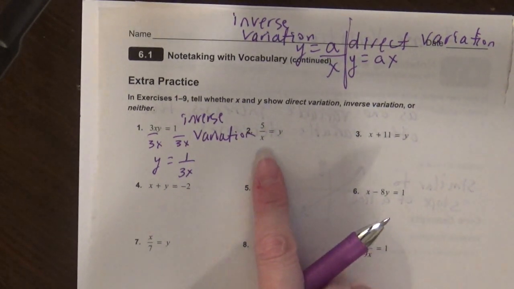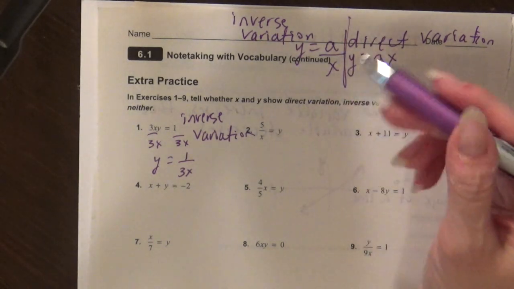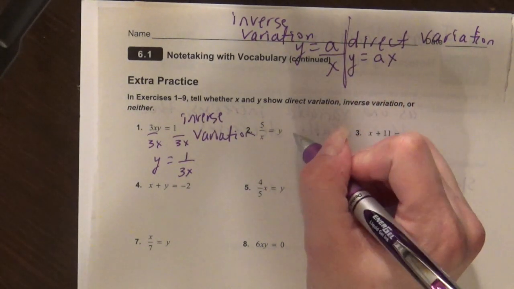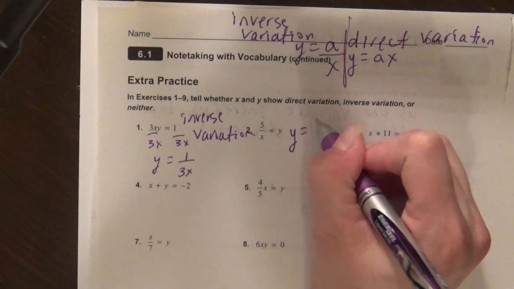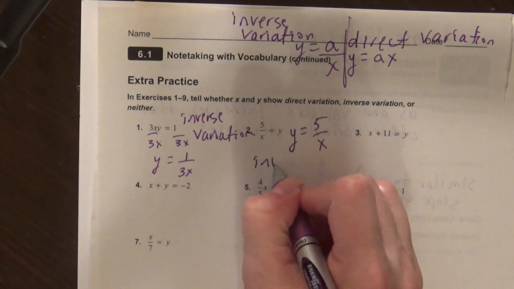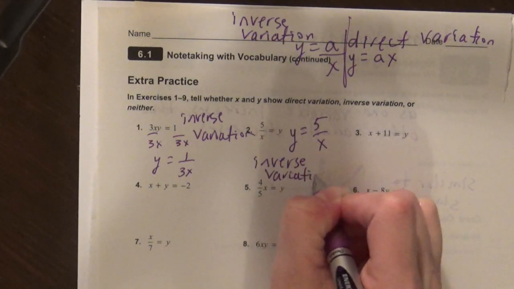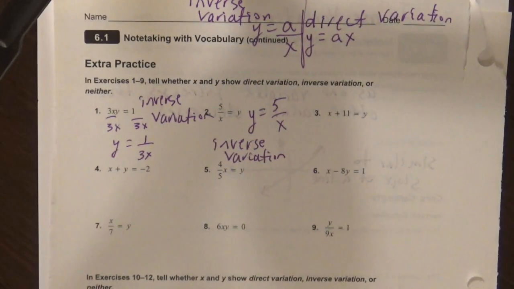In number 2, I have 5 over x equals y. That is exactly the way they defined inverse variation. They just wrote it the other way. So if you prefer, you can write it y equals 5 over x. Because I'm dividing by x, this is inverse variation. I think I'm going to abbreviate it because I'm a little cramped on space here.